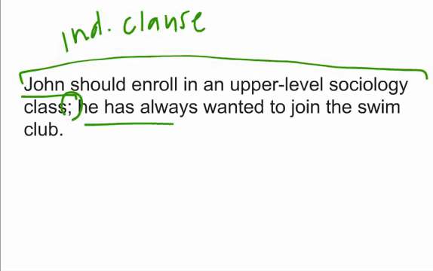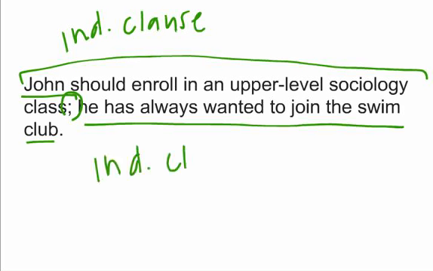The second part of the sentence, he has always wanted to join the swim club. Alright, this can also stand by itself as a sentence, so we know that it's an independent clause. But what was the second rule for using semicolons? The second rule is that the first independent clause needs to be closely related to the second independent clause. And in this case, the first independent clause says that John should enroll in an upper-level sociology class. But the second part says that he wants to join the swim club.